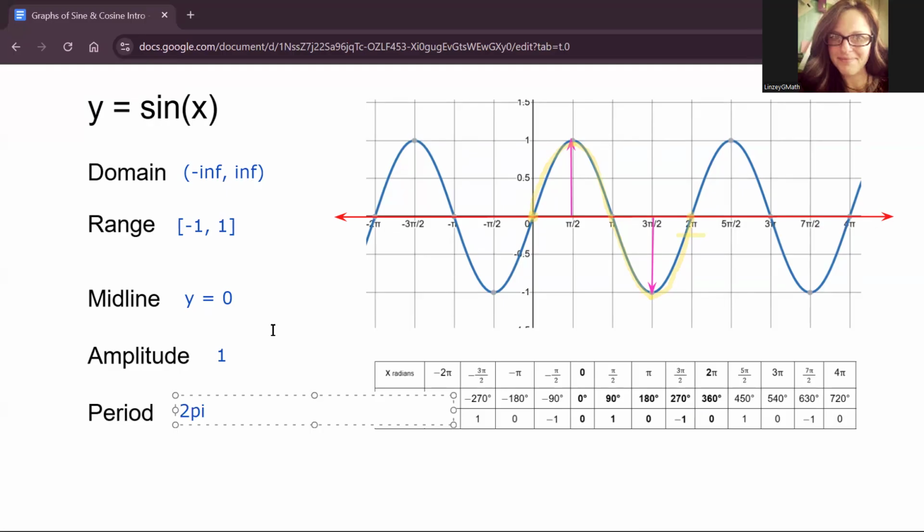And we can see that over here as well if we go to another part of our graph, 0, down to the minimum, up to the maximum, and back to the midline. Here is another cycle, 2 pi. And then you can see that one here as well, 2 pi long. Let's do cosine.